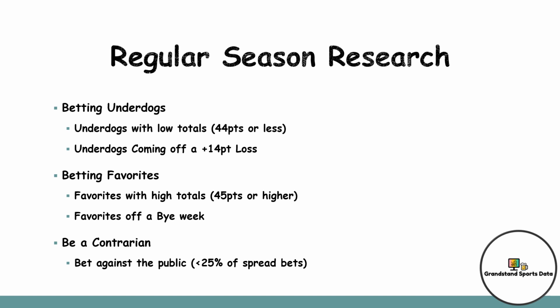How about betting the underdogs? Bet underdogs with low totals. So this is 44 points or less. The concept is a low scoring football game favors the underdog to keep the score close and then cover that spread.